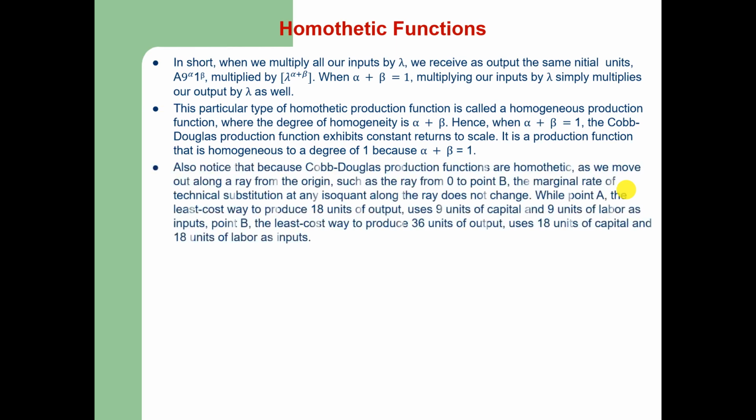Also, we may notice that since Cobb-Douglas production functions are homothetic, as we move out along a ray from the origin, such as the ray from origin 0 to point B, the marginal rate of technical substitution at any isoquant along the ray does not change. Point A, the least cost way to produce 80 units of output, uses 9 units of capital and 9 units of labor as inputs.